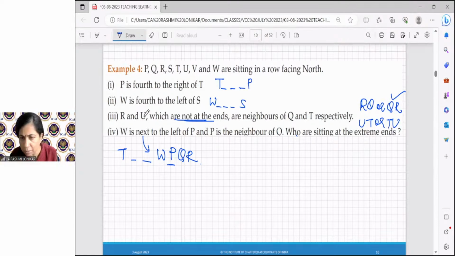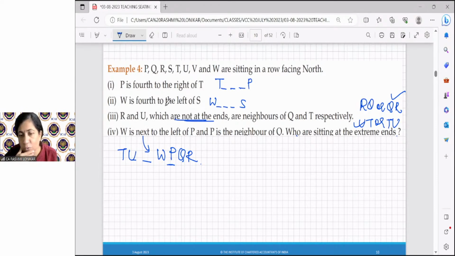Now what is happening? Then you have UT or TU. So I already have a T, so I will have to write U. Okay, so this option I will take: TU. Then what is written?